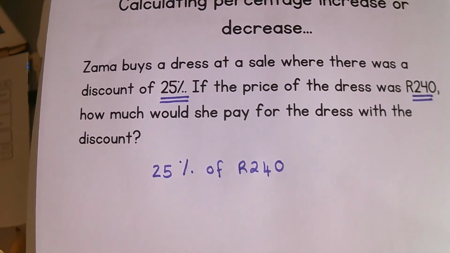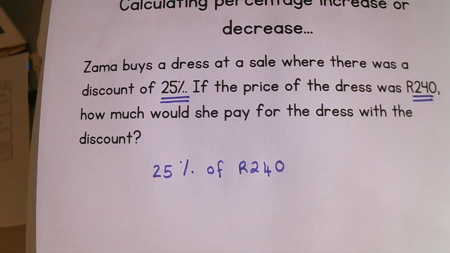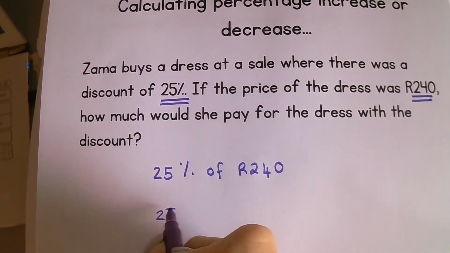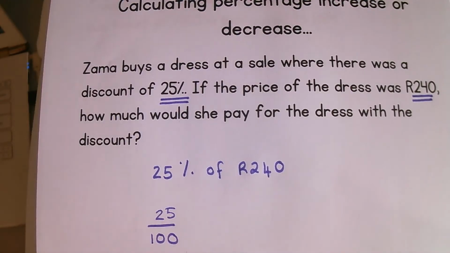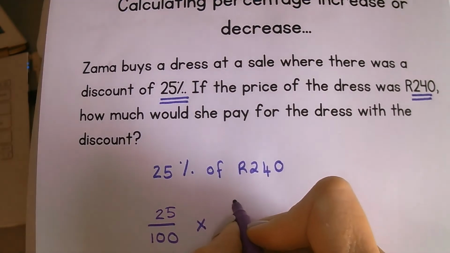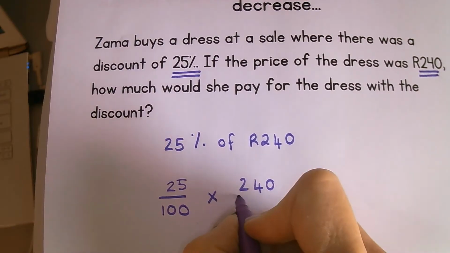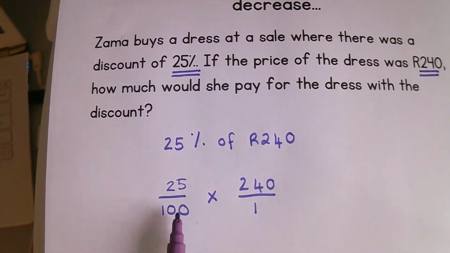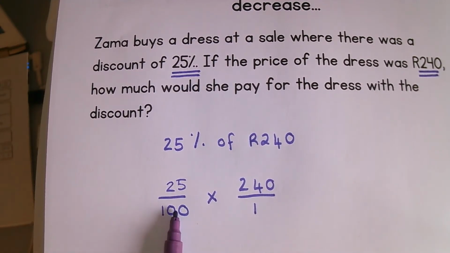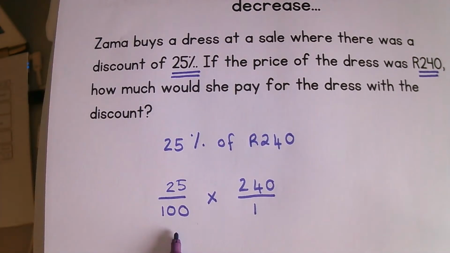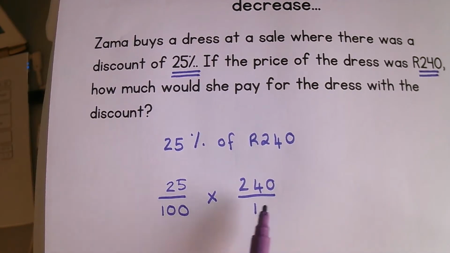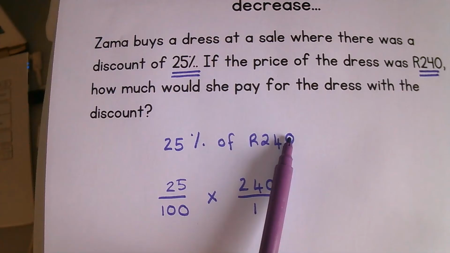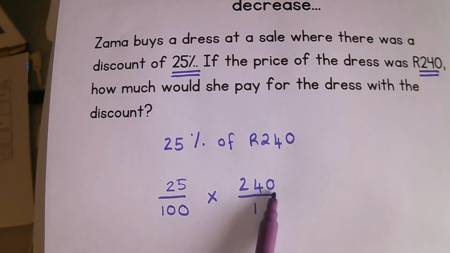The way we do it is, remembering that percent means over 100, we're going to do 25 over 100. Of means times, so we're going to times it by 240 Rand over 1. Whenever we are working with fractions and multiplying them, preferably have them both as fractions. It makes it easier and a better way of making sure that you get the right answer. Because 240 is a whole number, we just put it over 1.